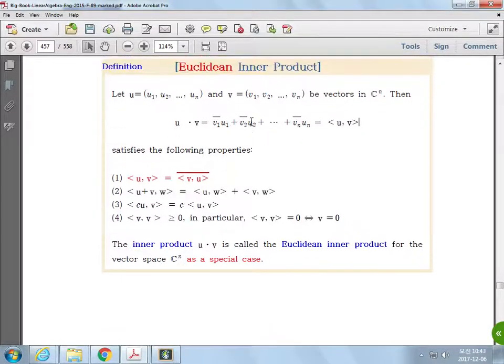Okay, if this operation satisfies these four properties, all other properties same with the inner product for the real vectors. The only difference is the first one. It's not symmetric, but it's symmetric with the conjugate, like this. Okay. If this operation satisfies these four properties, then we call this an inner product, particularly the Euclidean inner product for Cn.